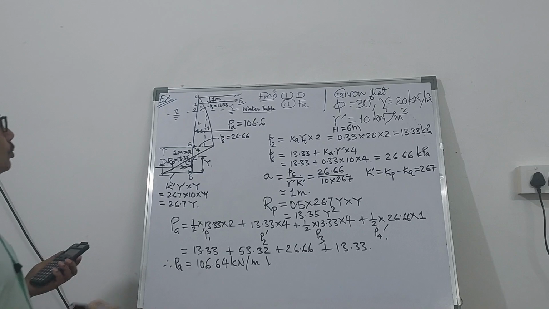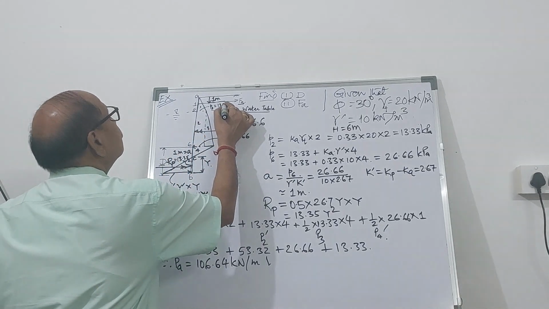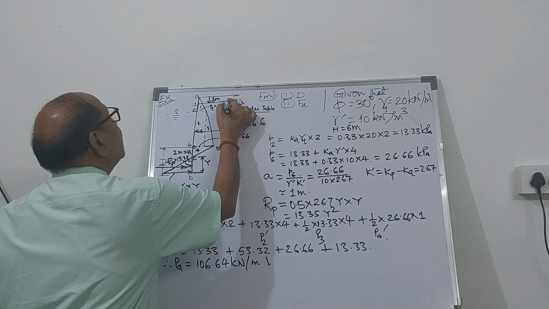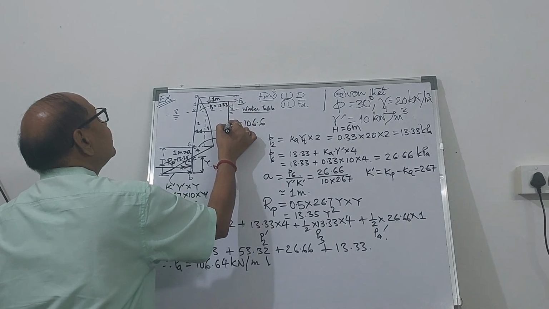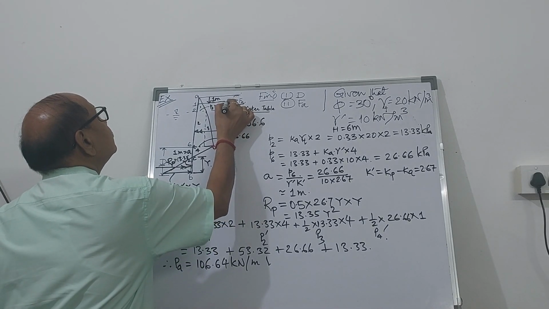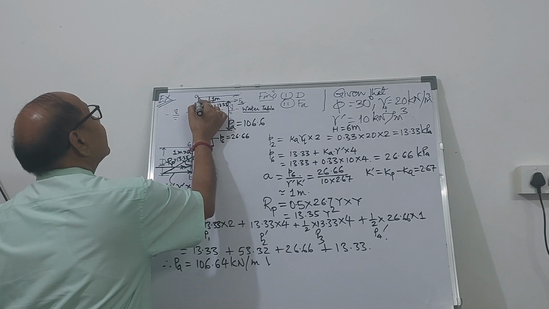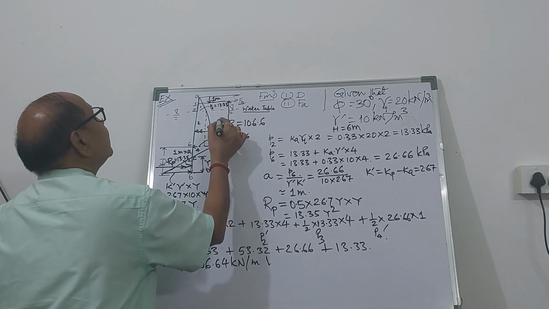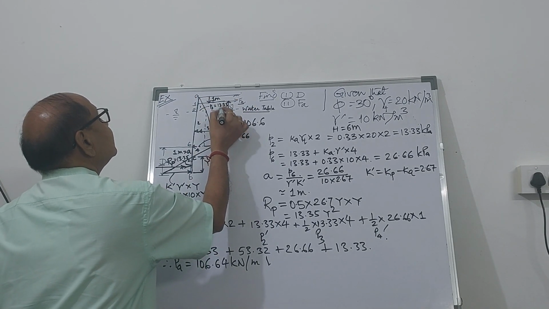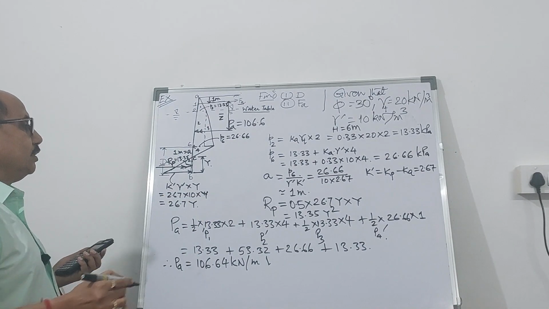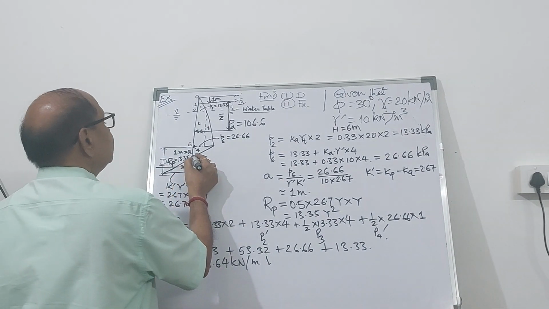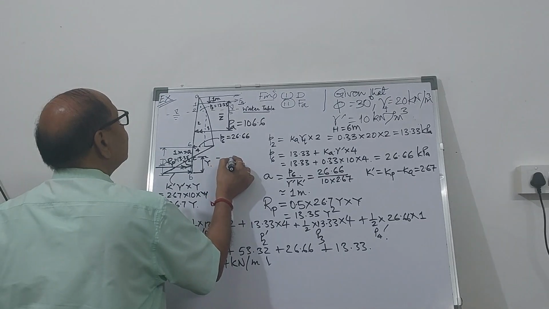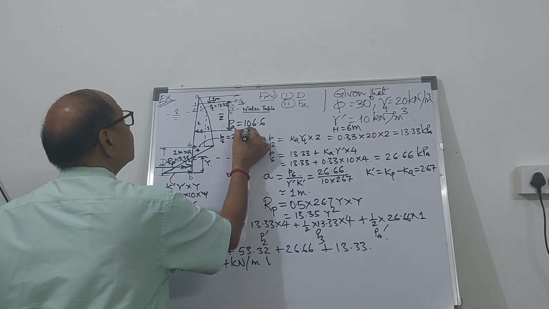Also known to you. Now you can find out this because moment is to be taken about the anchor rod. An anchor rod has been provided at 1 meter. Let's say this is Z bar. In the previous problem, what we have done, we have found out Y bar up to here.